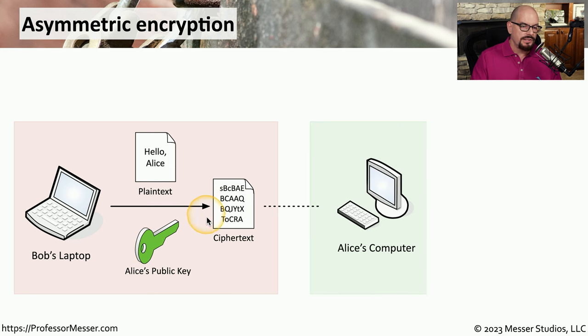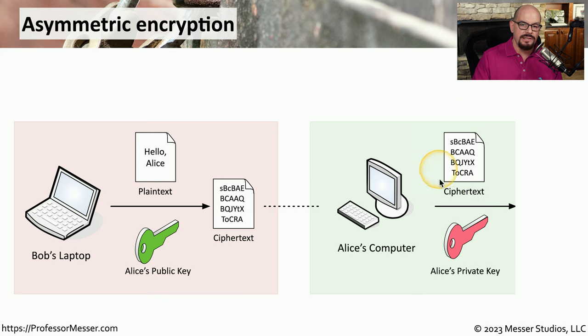Now that Bob's created the ciphertext, Bob can send that over to Alice. Alice sees that this is encrypted data and uses her private key to decrypt the ciphertext. At that point, we're back to the plain text, and as you can see, it is identical to the plain text that Bob originally sent.